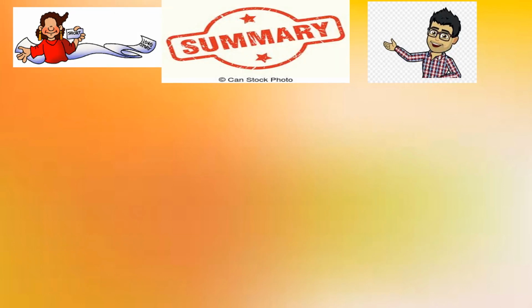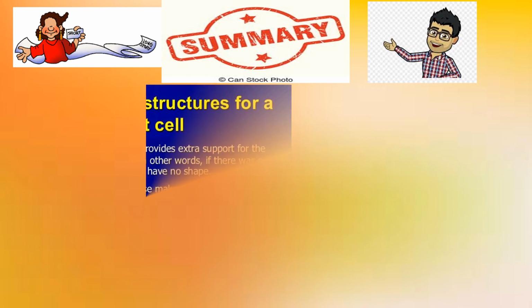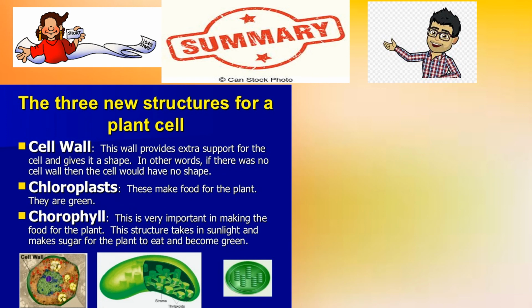Summary. Children, now I have finished explaining the lesson. Now shall we summarize the lesson? The three new structures for a plant cell: cell wall, chloroplast, and vacuole.